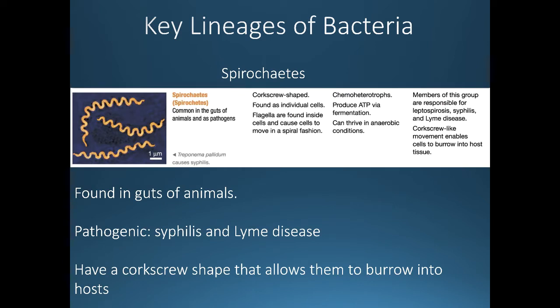Now, the last lineage of bacteria that I want you to know are the spirochetes. These are found in the guts of animals. They are also pathogenic bacteria. They are linked to diseases like syphilis and Lyme disease. As you can see in this picture, they have this very interesting corkscrew shape. This corkscrew shape allows them to burrow deep into the tissues of their hosts.